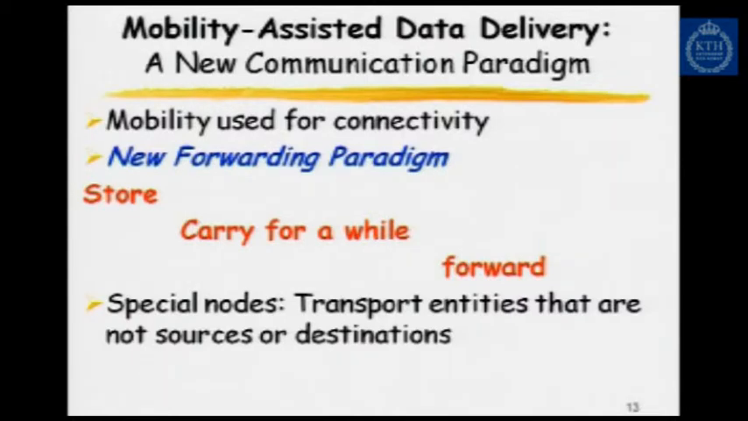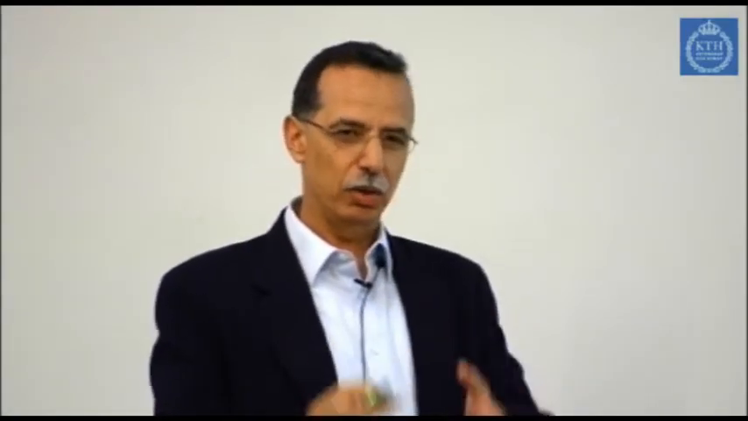Because we can't have the connectivity, what we do is forward data to a node and store it for a while, but then mobility helps us. So the node might have to carry the data around for a while and then find the next opportunity to move it. And this mobility, this store, carry, and forward, is the paradigm that gets us to move data in these networks, even though they might be intermittently connected.